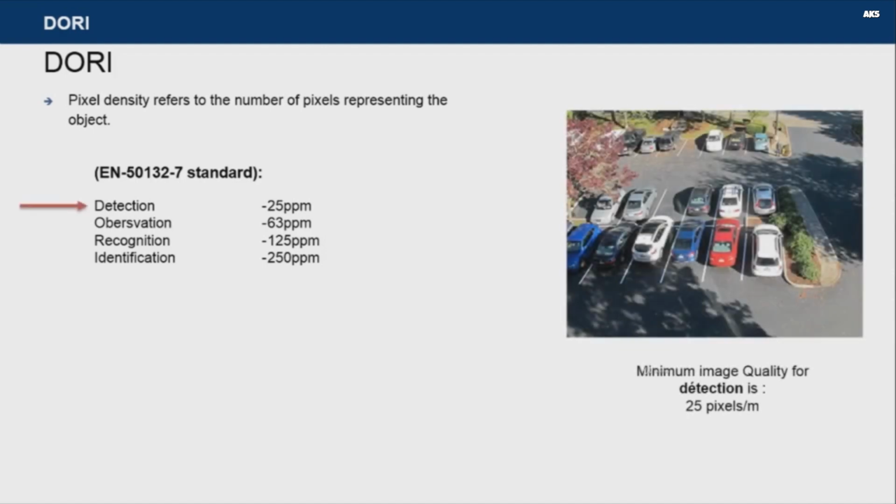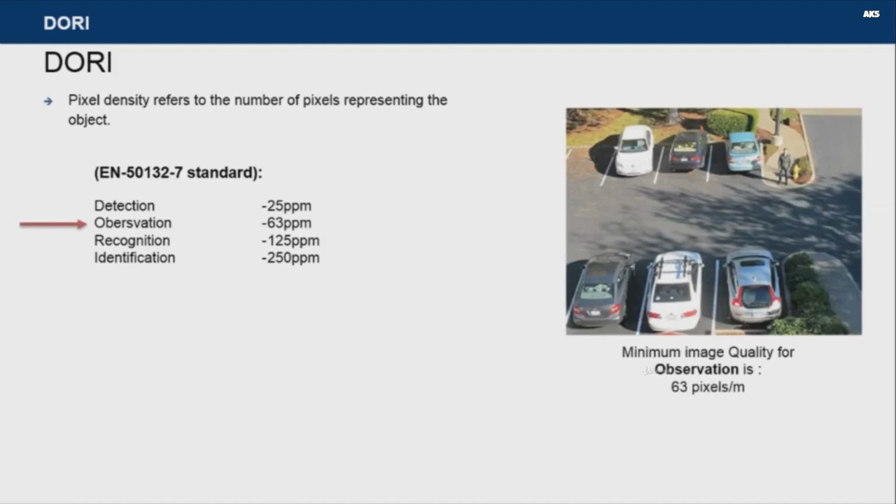For detection requirement, the minimum image quality is 25 pixels per meter. As you can see from the image here, the quality is not sufficient to see detailed behavior of smaller objects. Also, it is impossible to recognize any personal feature of the individual in the image.